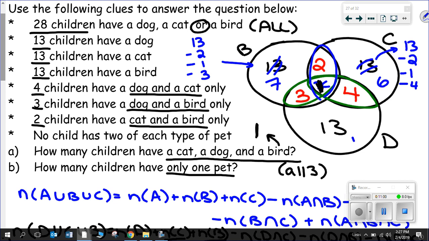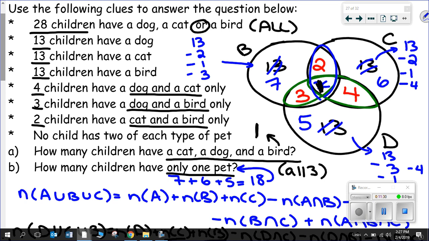Now I go to the dogs. That was 13. Subtract off the 3 that also had a bird, the 1 that had all 3, and subtract off the 4 that also had a cat. That leaves me with 5 that simply had a dog. So how many have only one pet? Well, there are 7 that have just a bird. There are 6 that have only a cat. And then there's 5 that have only a dog. So a grand total of 18 kids altogether that simply have 1.